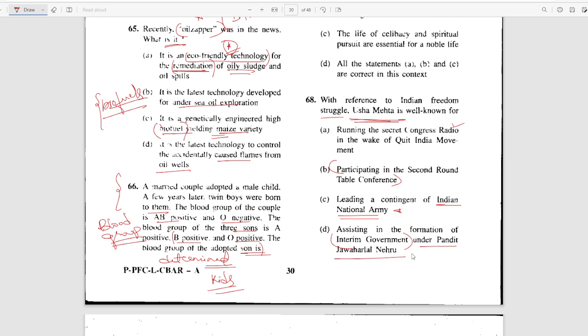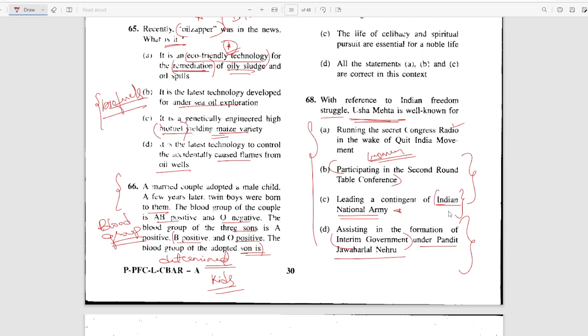under Pandit Jawaharlal Nehru. So if there are any women who participated in the roundtable conference, or the women who led the Indian National Army, or the women who were part of the Pandit Jawaharlal Nehru interim government, you have to read all these people. These are all important things because UPSC has already given you an indication that they may ask questions from this. So you have to read about all the roundtable conferences, who were participating, what happened, and what was the outcome of those roundtable conferences.